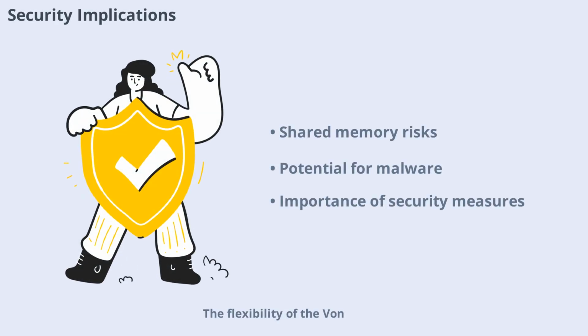possible. The flexibility of the von Neumann architecture also introduces security challenges. Because instructions and data share the same memory, malicious software can potentially alter instructions, leading to vulnerabilities. This is why modern computers use various security measures, such as memory protection and access controls, to safeguard against attacks. Understanding these risks is crucial for building safer, more reliable systems.